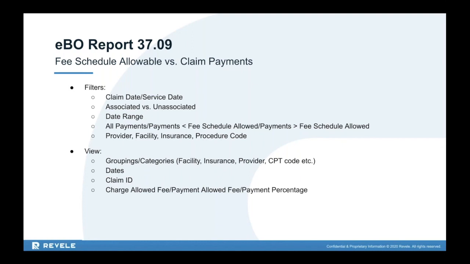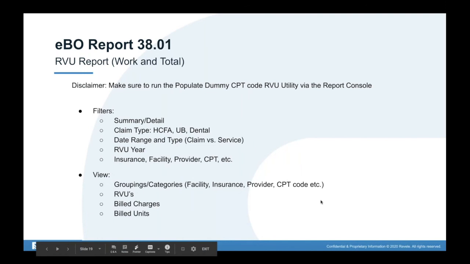Okay. So the next report and the last one we talk about with the financial and rev cycle before moving into a few exceptions is the RVU report, the work in total. So my disclaimer on this is to make sure that you run the populate dummy CPT code RVU utility via the report console. So that's available. If you go to reports, report console, then towards the bottom, there's the utility section, and you would see that populate dummy CPT code RVU utility.